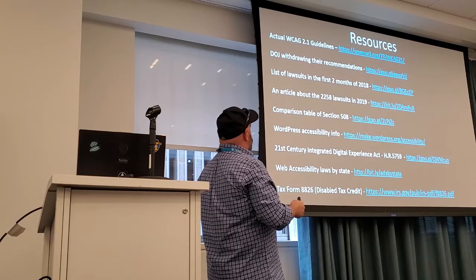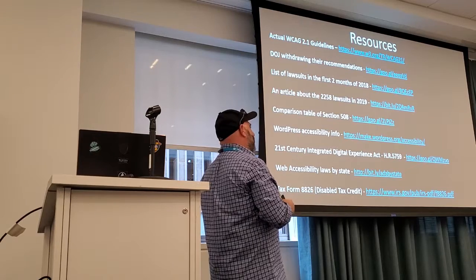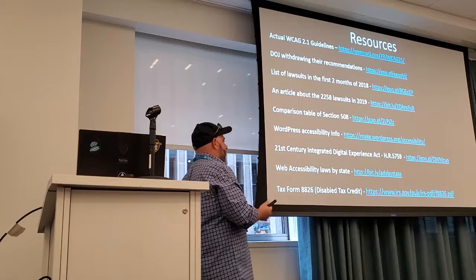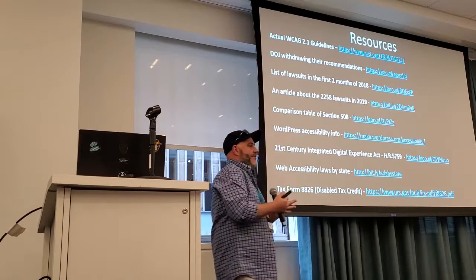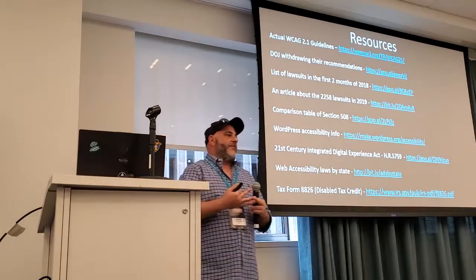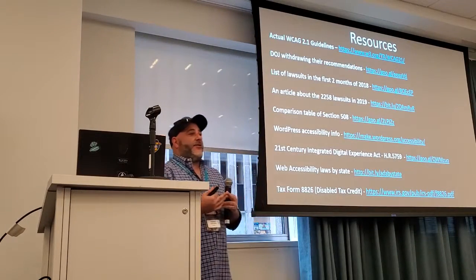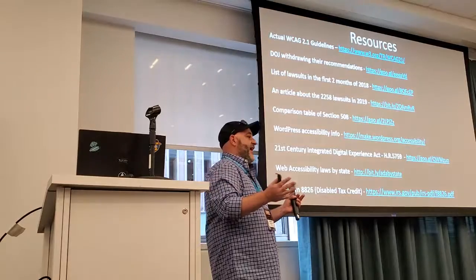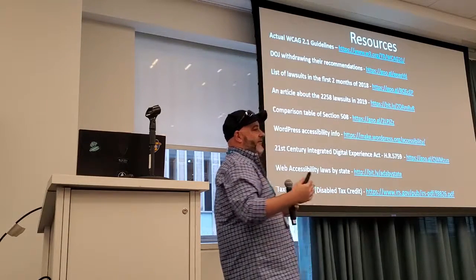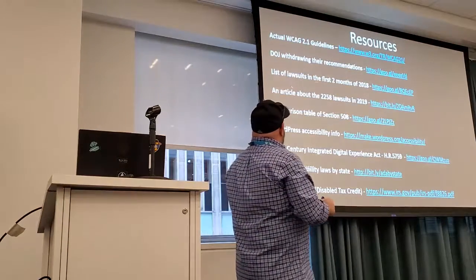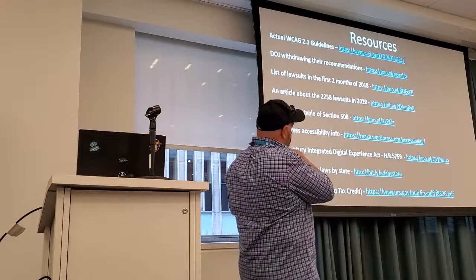DOJ withdrawing their recommendations. It was supposed to be law, I think at the beginning of last year, that every site had to be accessible. Right now, it's only law for government agencies, anybody doing contract work for the government, and I don't want to say every nonprofit, because I'm not a lawyer, but every nonprofit I've seen has to have it. If you're getting money from the government, you need to be accessible, and tax breaks are money. Okay, this is an article on the 2,200 lawsuits.